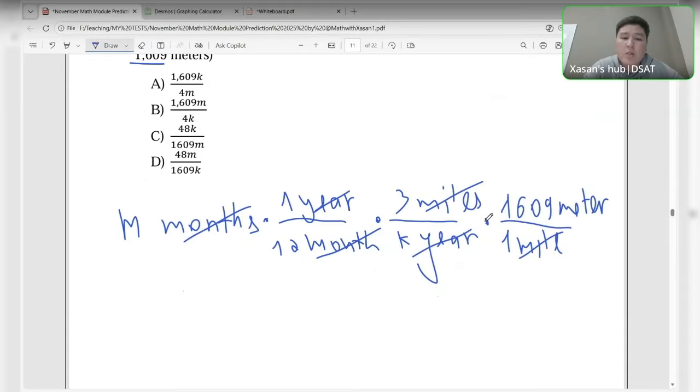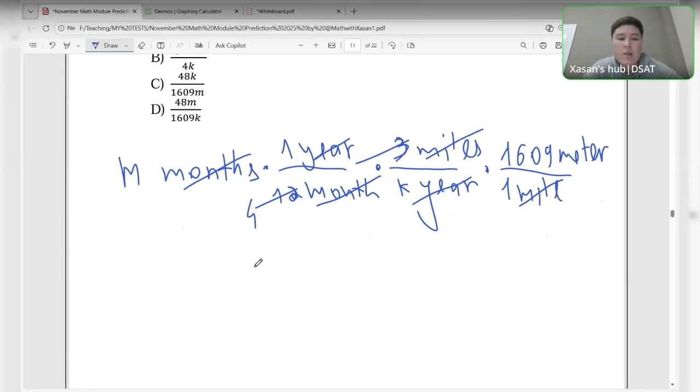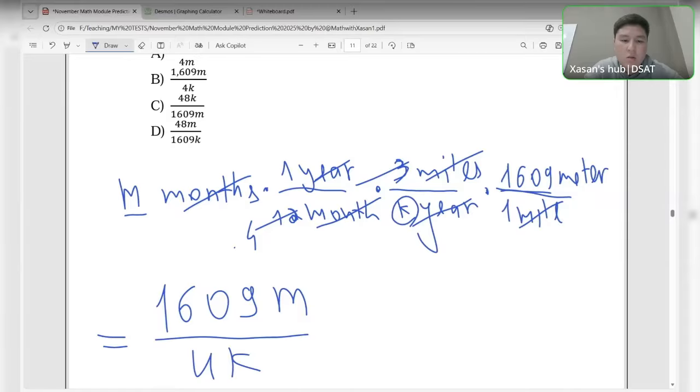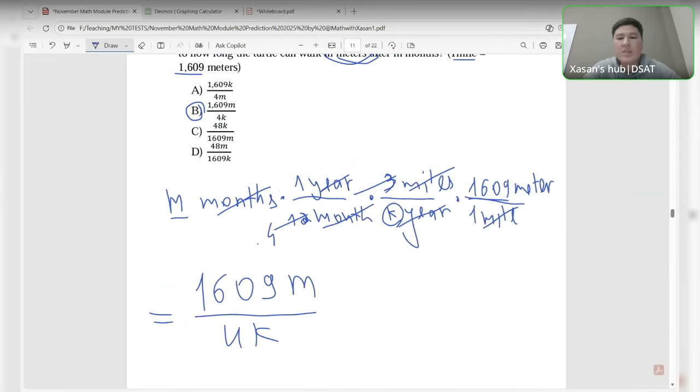So we have to do the calculation now. It is like 12 here and 3 on top. So 3 and 12 cancel, and we have 4. And after that you have 1609 m, right? This m and 1609 divided by 4 times k. We have 4k. That's all. So therefore, the final answer is B here. Just unit converting, guys. Unit converting.